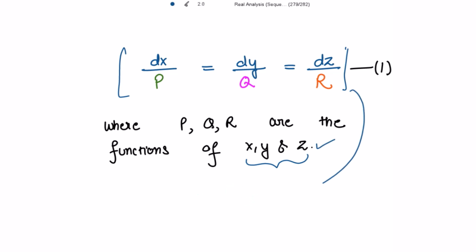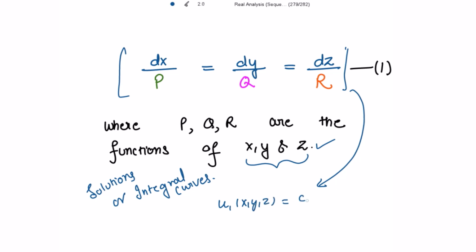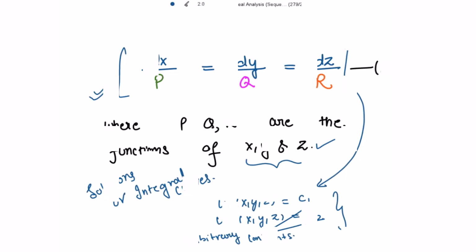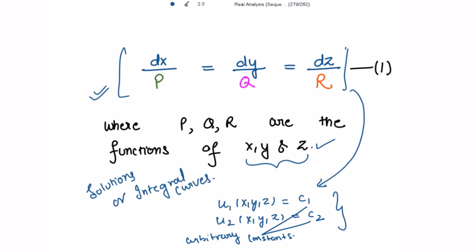We can get the solutions or integral curves from this equation as first solution u1(x, y, z) equal to c1, right? And u2(x, y, z) equal to c2. These are the solutions or the integral curves we get from this kind of differential equation, where c1 and c2 are arbitrary constants. Okay, let's move on to one example.